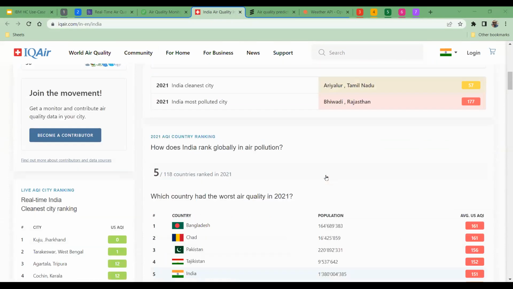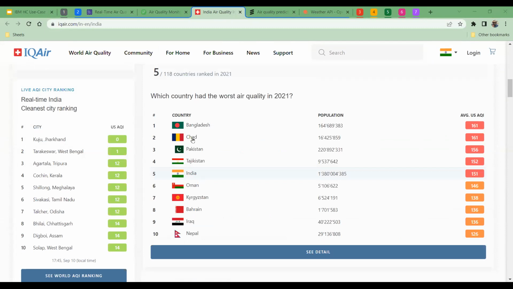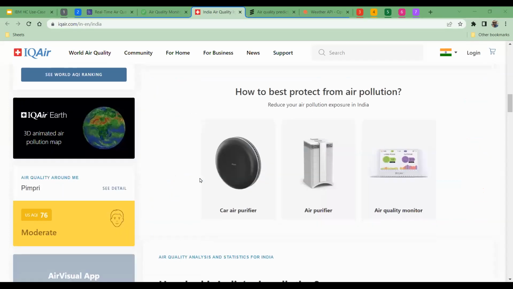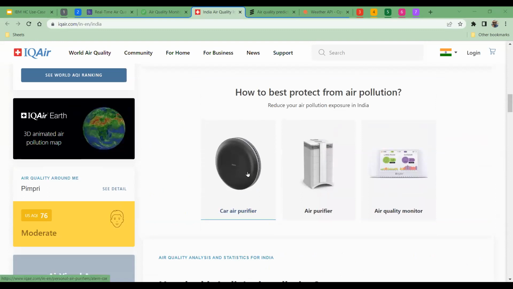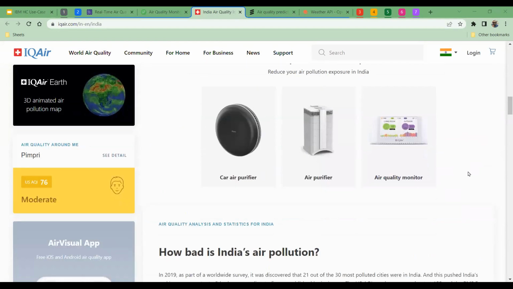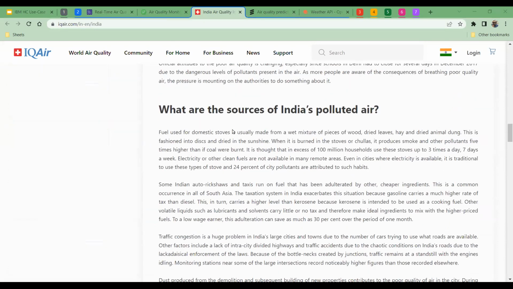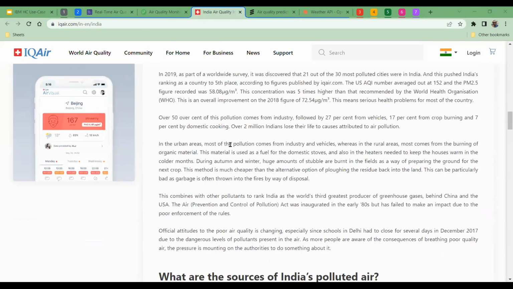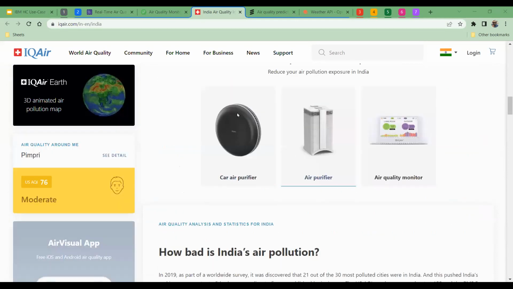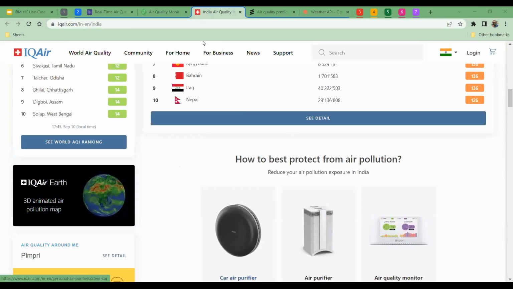Okay, and it also has some techniques, like it takes the data from Bangladesh and compares the AQI. That's how they are doing it, and as you can see, they have some products also, like car purifiers and air quality monitoring systems. If you have the data, you can build some products to tackle that, so you can also do that. That's what this one talks about.